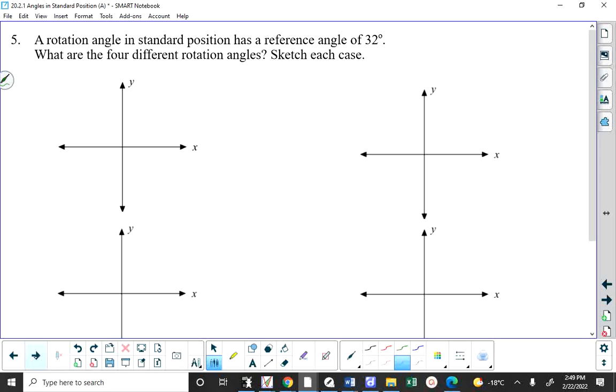And that's the extent of the lesson. There's really not much to it. When I sketch these, everybody, I'm not going to sketch the initial arm. And I'm not going to worry about exactly where it is.